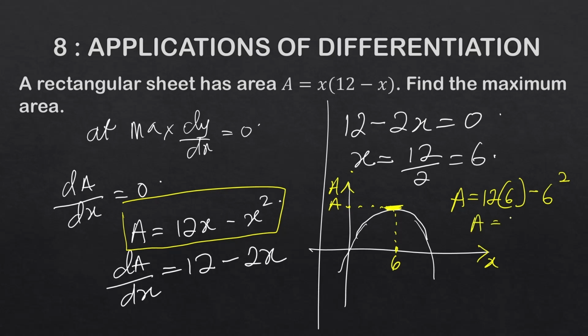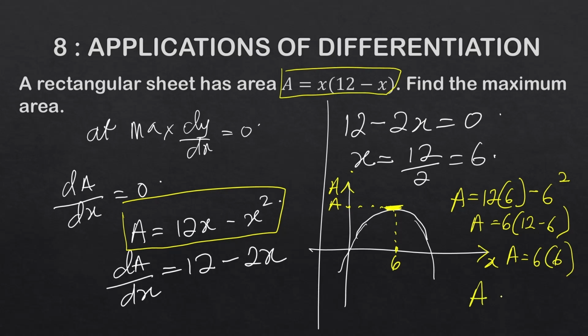A is going to be equal to, if you factor out, I can use this place so that it will be easier for me. So I'm going to have 6 bracket 12 minus 6. So A is going to be equal to 6 bracket 12 minus 6, which is 6. Therefore, the maximum area is equal to 36 unit square at x equal to 6.